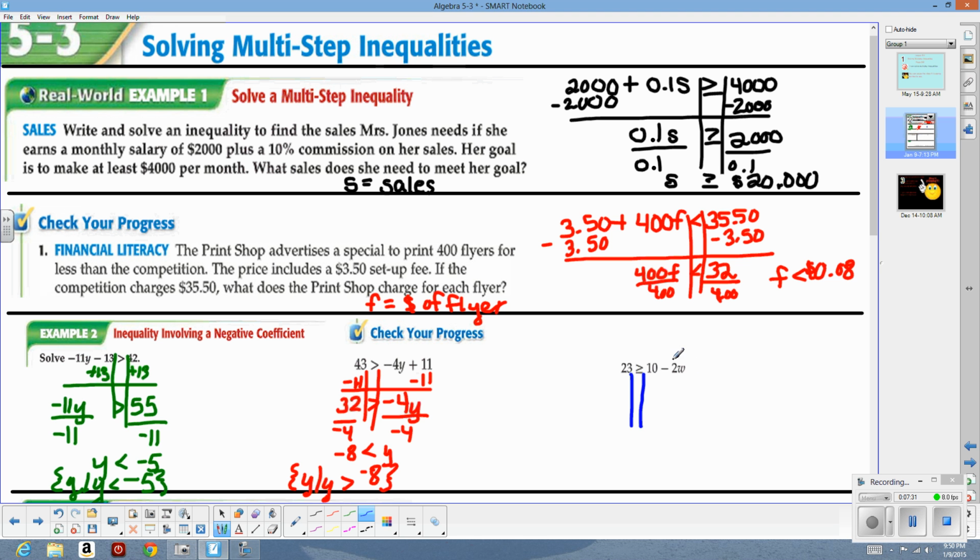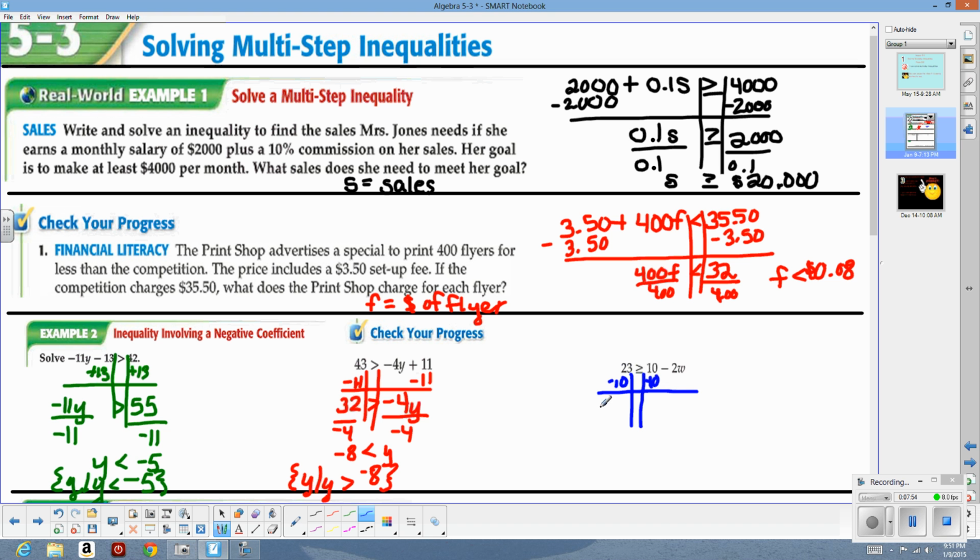In this next example, to get the w alone, you want to first get rid of this 10. Since it's a positive 10, we're going to subtract 10 from both sides. Some people make the mistake still of adding because they see the subtraction sign, but if you were to add 10 to 10, you wouldn't get rid of it. You would end up with 20. So we don't want to add 10, we want to subtract 10 from both sides.